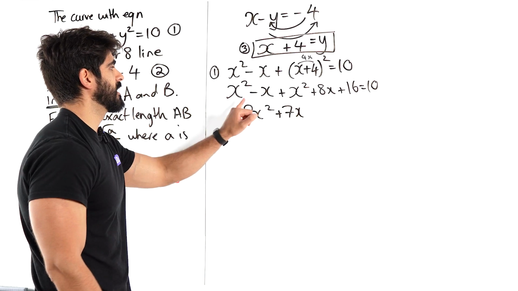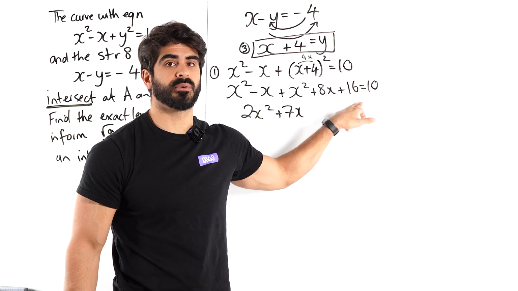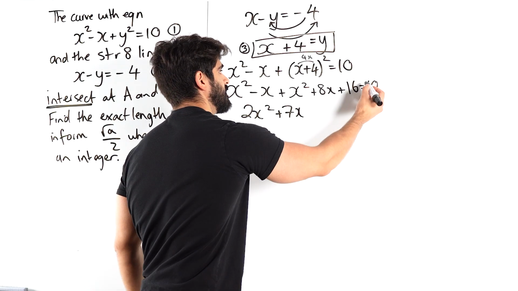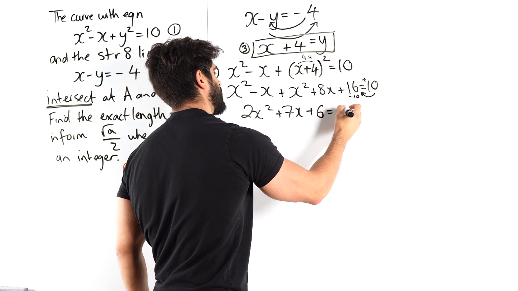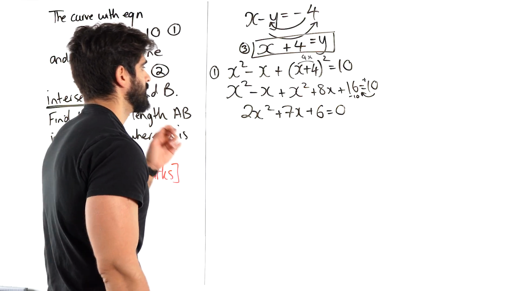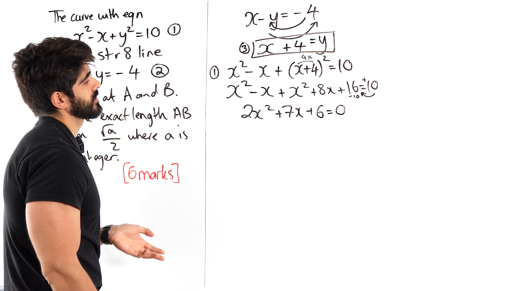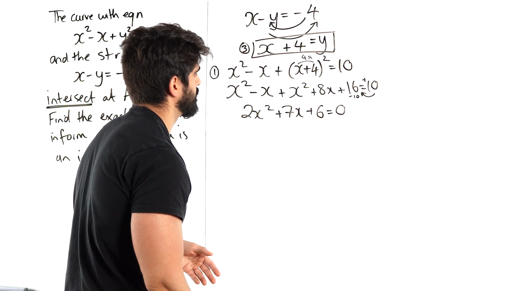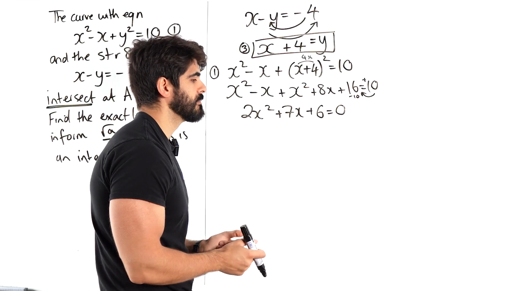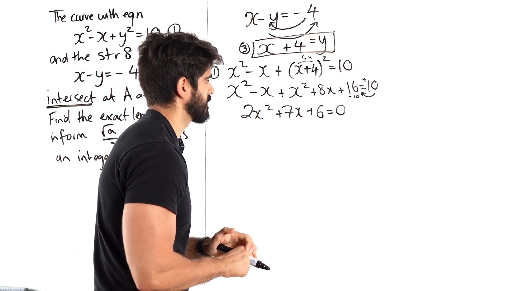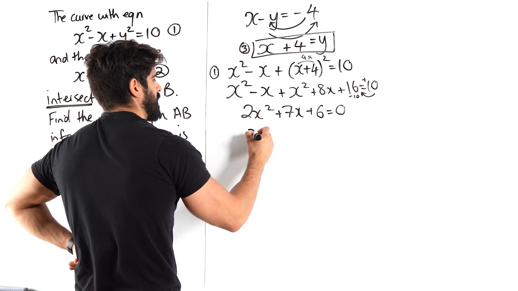And then we're going to take the 10 and bring it over to this side. So that's a positive 10. When you bring it over here, it becomes minus 10, right? So we get 2x squared plus 7x plus 6 is 0. And now we need to solve this, okay? Now, because it's a calculator paper, you could either just type it straight into your calculator, but most students probably would just use the quadratic formula. So let's just do that real quick.